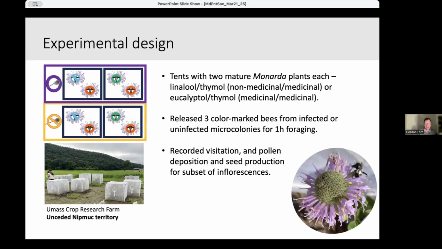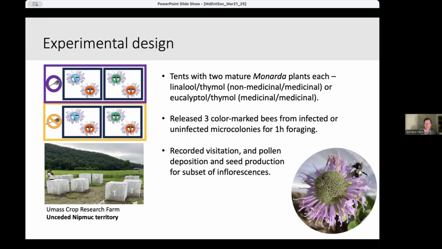aspect. Into these tents, we introduced bees that we uniquely marked with a different color pen so we could follow them individually. So you can see the one in the photo here has a little white dot on its back. And we knew whether these bees had the disease or not. And then we just followed them, saw what they did, and then later on looked at the pollen that they left behind on the flowers and how well the flowers produced seeds.